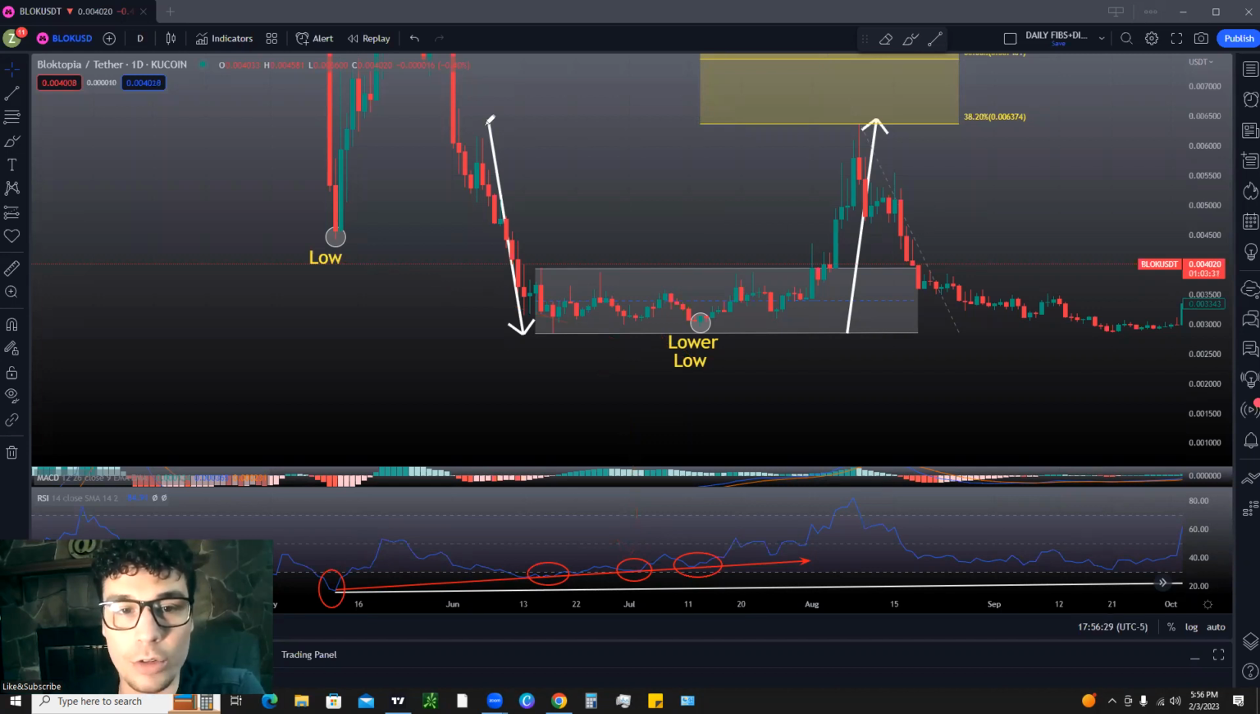And so we went over the retracements, right? Okay, and we'll get into why that's a really important level here in a second.